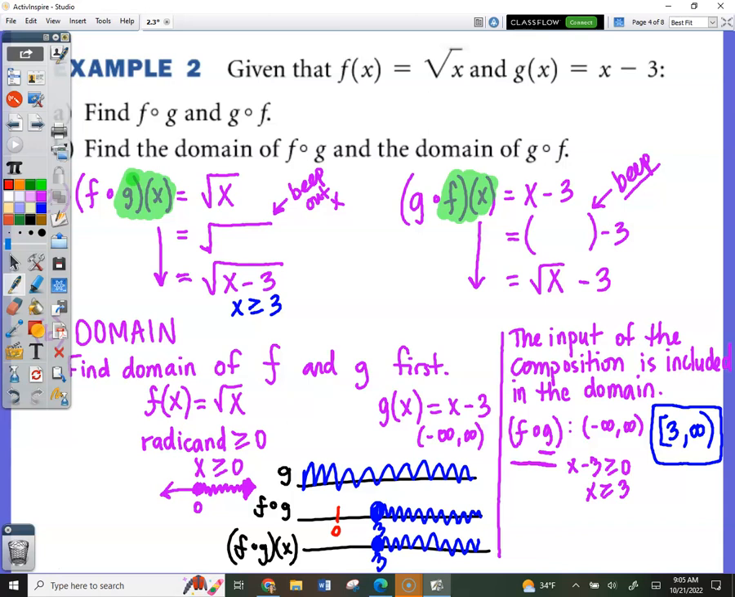I'll leave the little number lines up there if you want to copy that down.